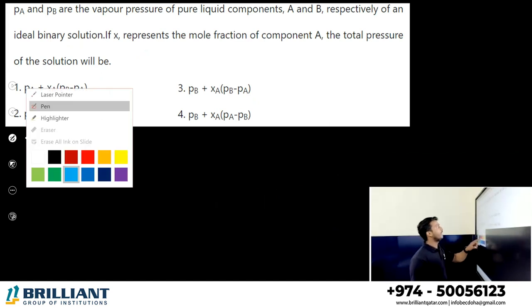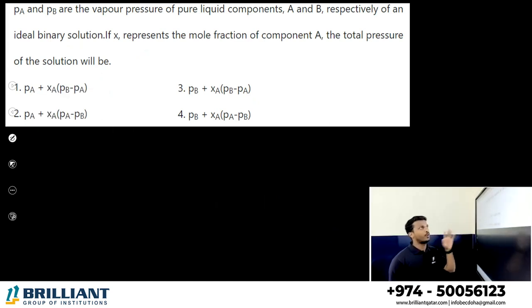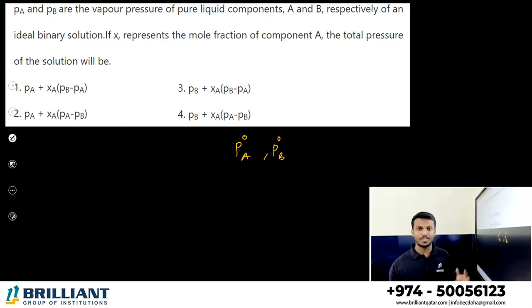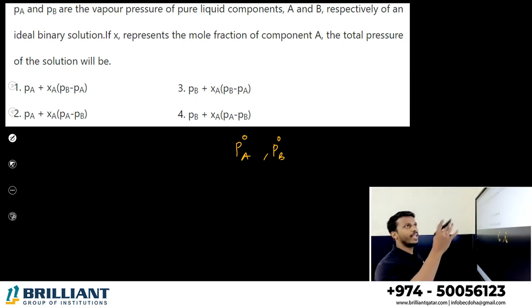PA and PB are the vapor pressure of the pure liquid component. Normally, for the pure liquid component, we use the term P naught. Yes or no? P naught A and P naught B. This is the normal term we use to express the vapor pressure of the pure component. Here they mention PA and PB of the components A and B, and X is actually chi, the mole fraction.